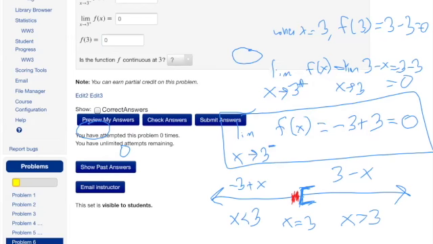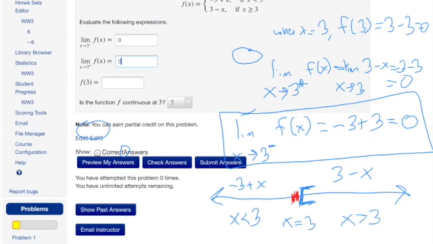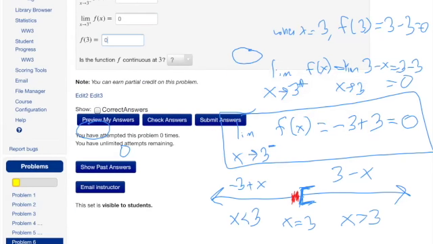Is the function f continuous at 3? The answer is yes. Regardless of which definition of continuity you like, think about this.